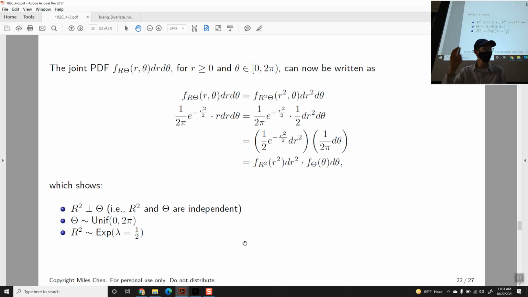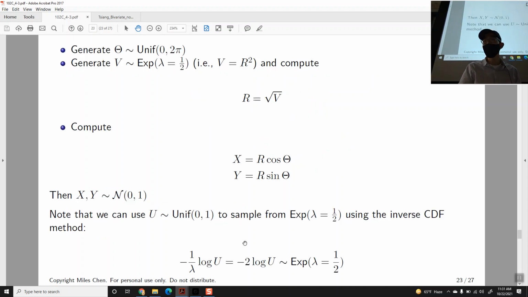And this was the genius of Box and Mueller. They saw this transformation. This is not something that I think I would have ever come up with. So they saw this and they said, hey, this is a way we can generate values from the random normal distribution.